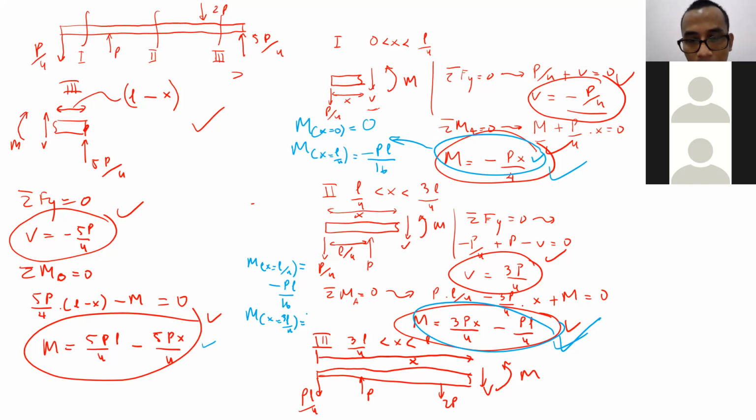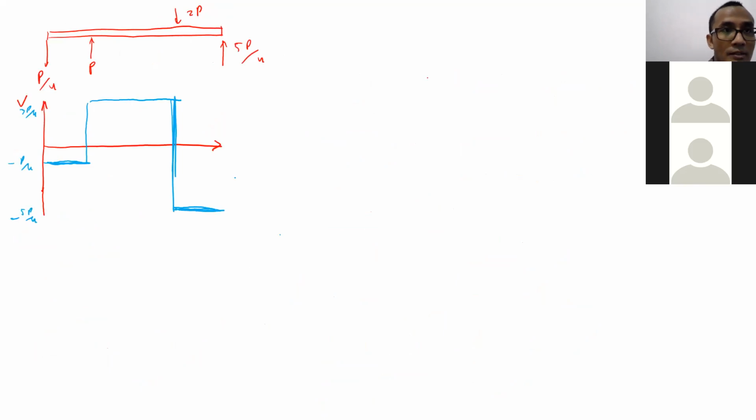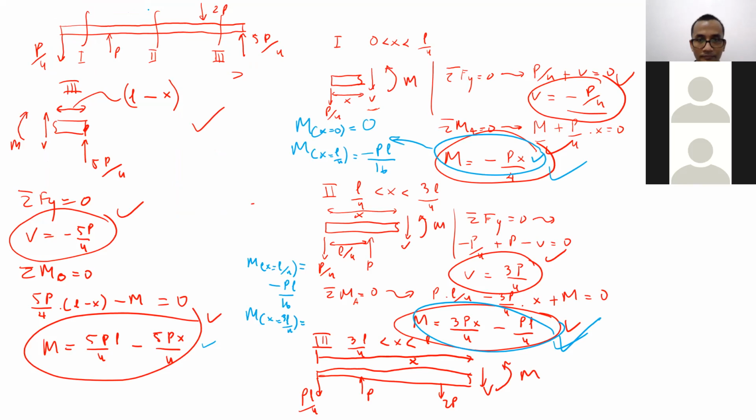Is the endpoint not L over 2? No, no, no. This one, right? This one is L over 4, and this one is L over 2. The x is from the origin, so we will have 3L over 4, right? Yes. Sorry. Okay, and what we will get?